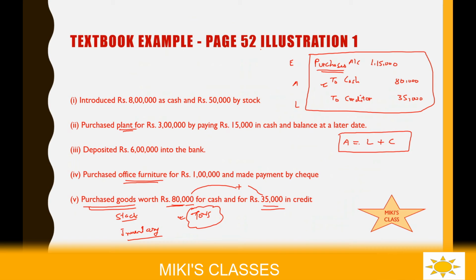Now the equation is assets is equal to liability plus capital. Where does this expense fit into? If you remember, we had discussed that this part, capital, basically consists of the revenues on one side. So what will be there in this?